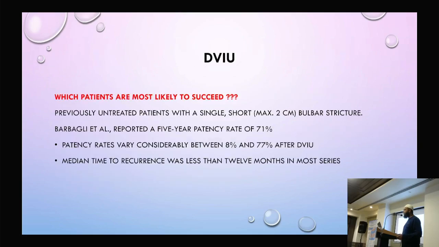So which patients are most likely to succeed with DVIU as an initial procedure? Barbagli has reported the ideal patient who succeeds, whom we can counsel beforehand: a single bulbar stricture, ideally less than 1 centimeter but up to 2 centimeters, without prior intervention. Up to a 71% patency rate can be expected. A lot of studies have compared this. The efficacy is between 8 to 77% after DVIU. In most series, recurrence occurs within 1 year.